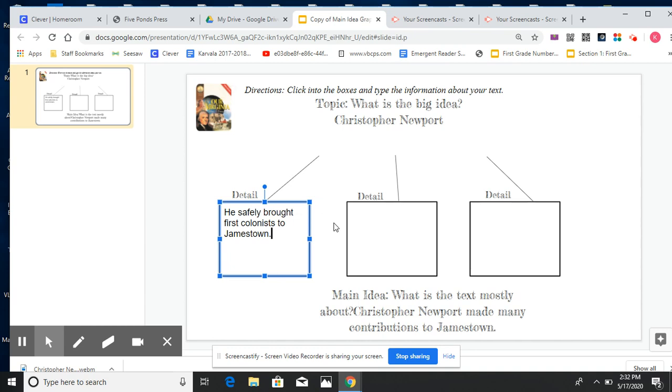Now, I want you to turn to your partner there, your grown up, and try to come up with two more supporting details. Try it, and then we're going to do it together. So let's come up with two more details of what did Christopher Newport do? What contributions did he make to Jamestown besides he safely brought the first colonists to Jamestown? All right, I'll give you a few minutes. Go ahead and you try. Turn to your grown-up.